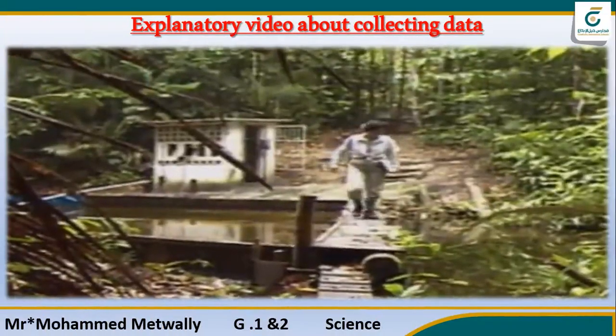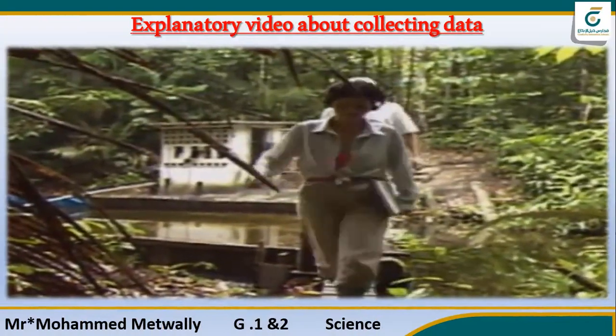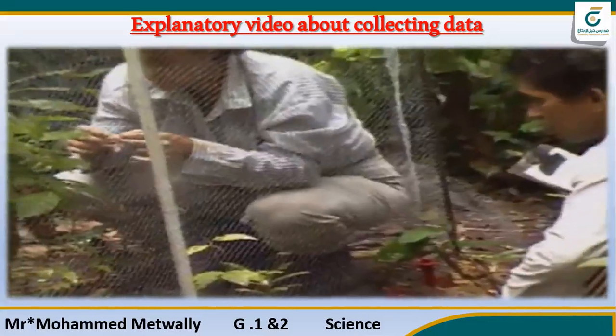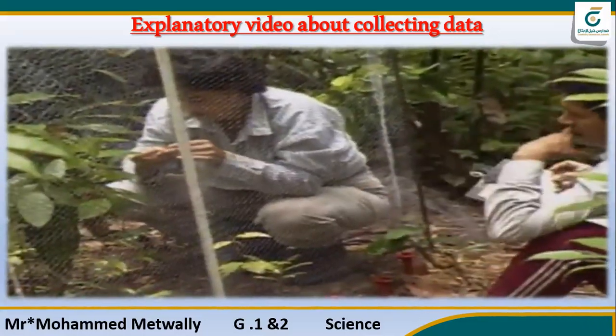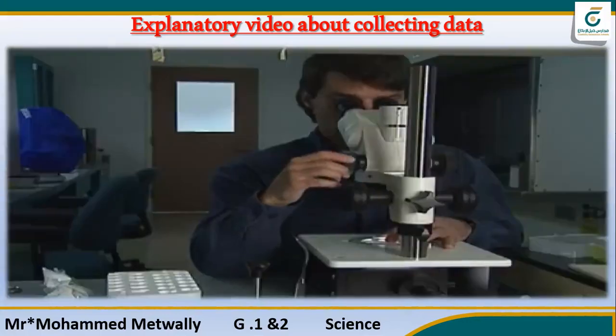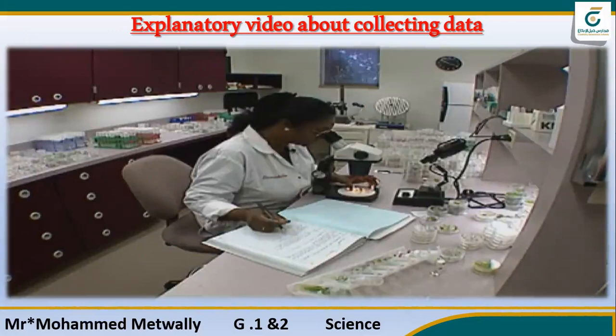Scientists learn about the world around them. Scientists do experiments to learn. When doing an experiment, scientists collect data to learn new things. Data is what you observe. You use your senses to collect data. Scientists record what they observe and measure. They look at the data carefully.